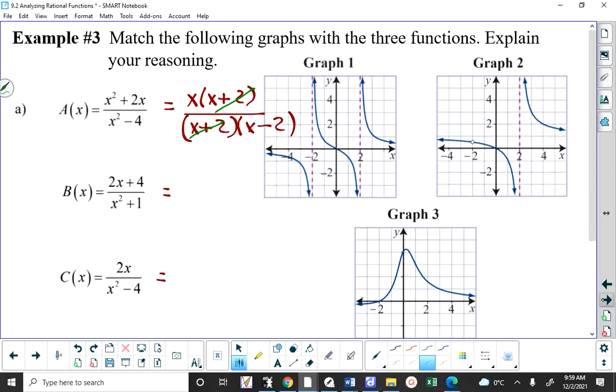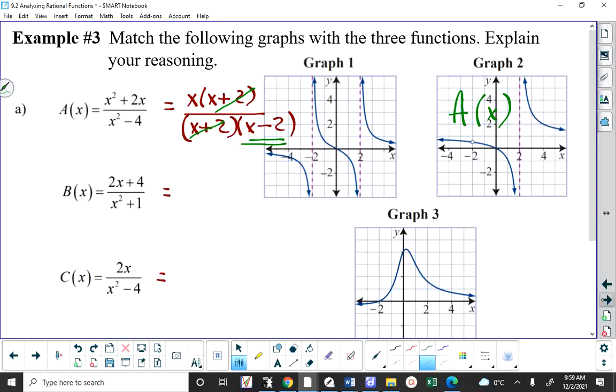Well, looking at those 3 graphs, there's only one graph that has a hole. It's graph 2. But just as a check, we should have a hole at -2, and because there's an x minus 2, we should have a vertical asymptote at +2. And when we look at graph 2, sure as shooting, we have the hole at -2 and the asymptote at +2.